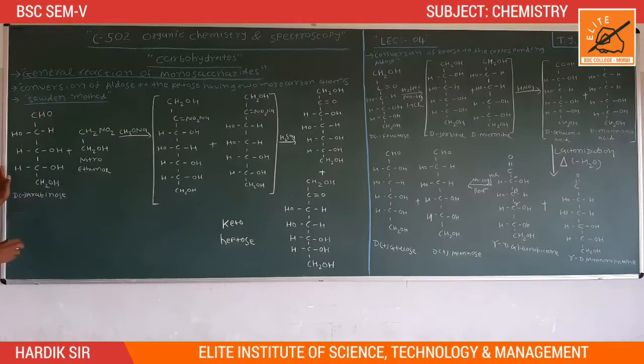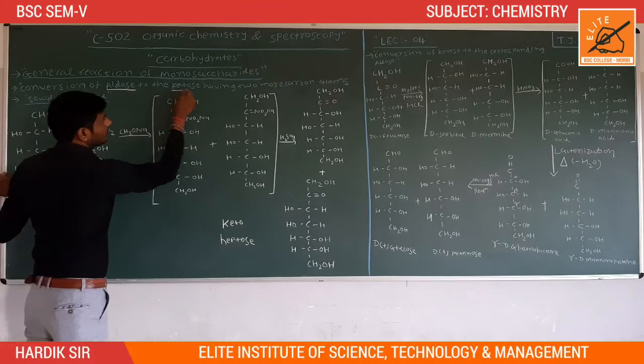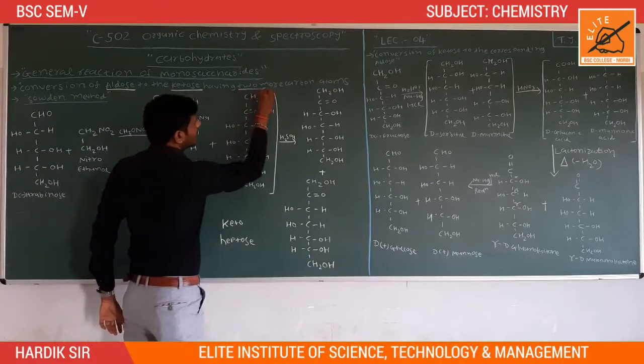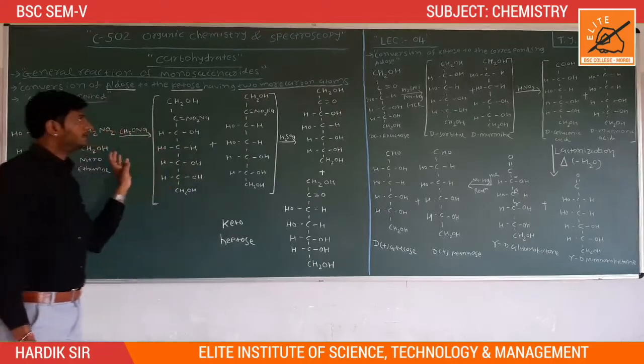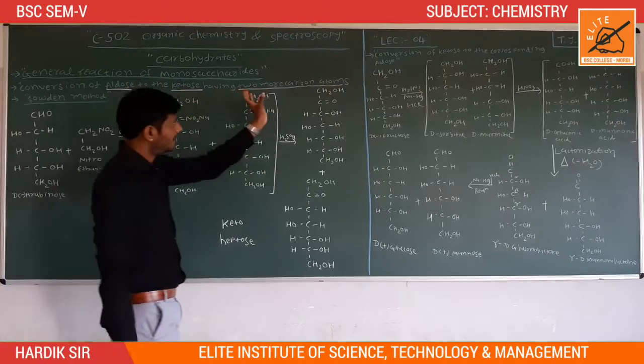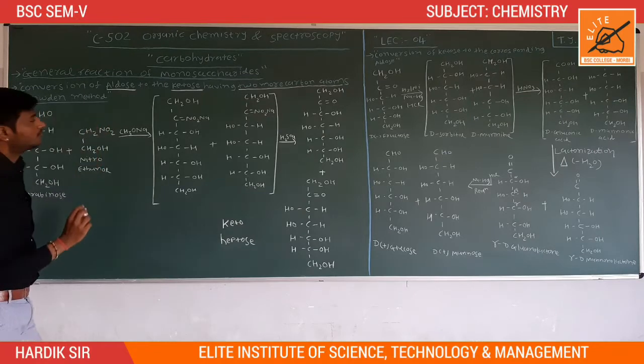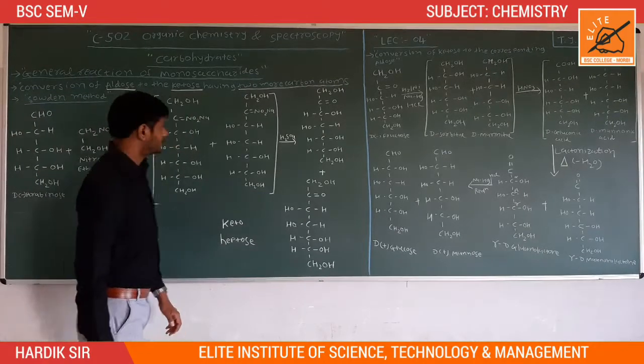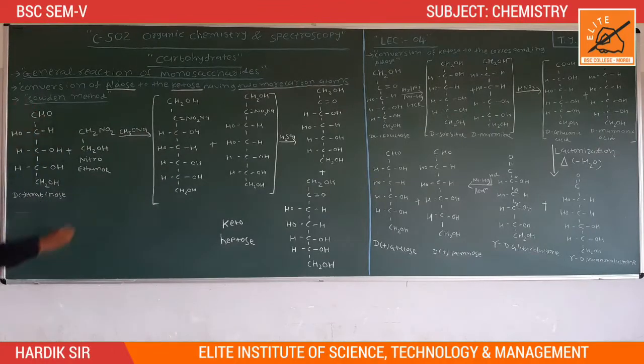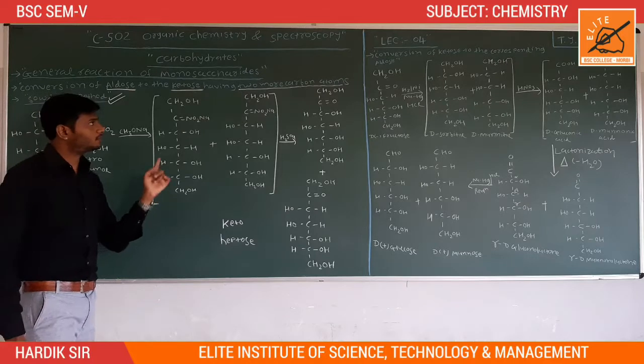Now, conversion of aldose to the ketose having two more carbon atoms. This conversion gives a product with two more carbon atoms from D-arabinose. So let us see the general reaction of the monosaccharides: conversion of aldose to the ketose having two more carbon atoms. This is called the Sowden method. Now we have learned about the conversion of aldose to the ketose having two more carbon atoms.